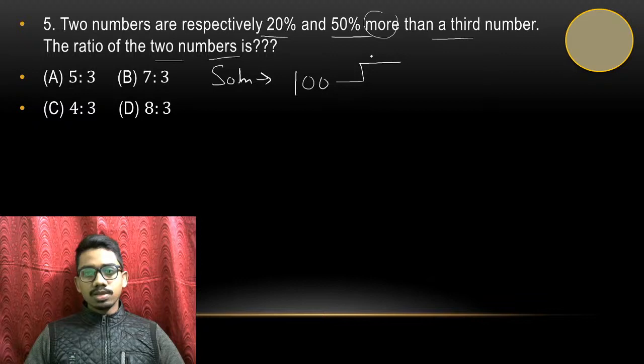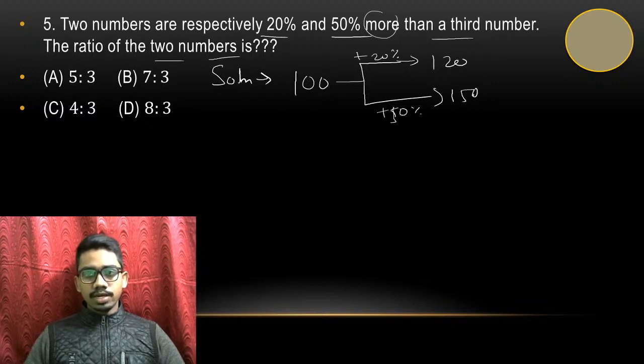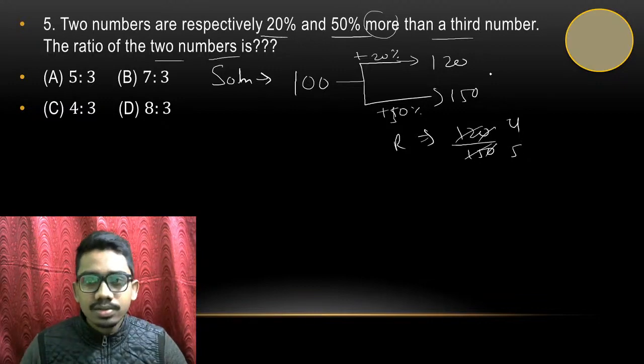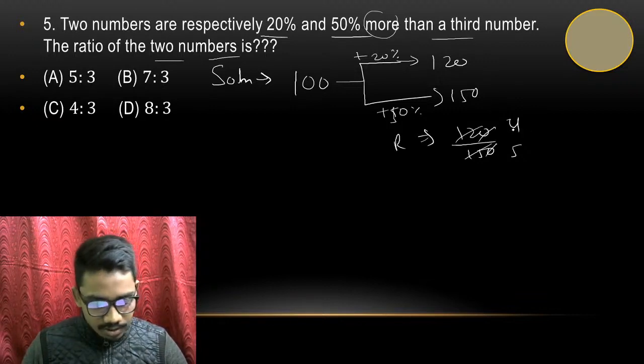So 20% more means 100 plus 20%, it will be 120, clear? And 50% more, plus 50%, it will be 150. So you can calculate the ratio. That is 120 by 150. 3 4s are 12, 3 5s are 15. Am I doing correct? 4 ratio 5.